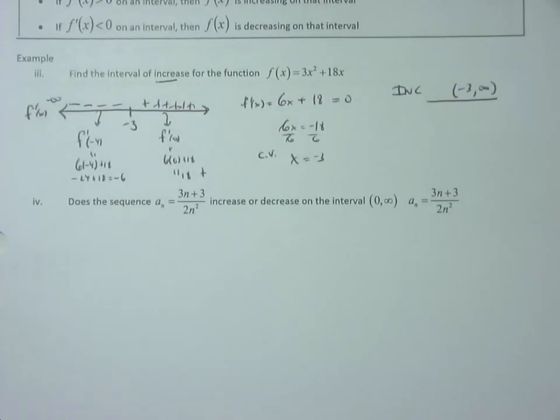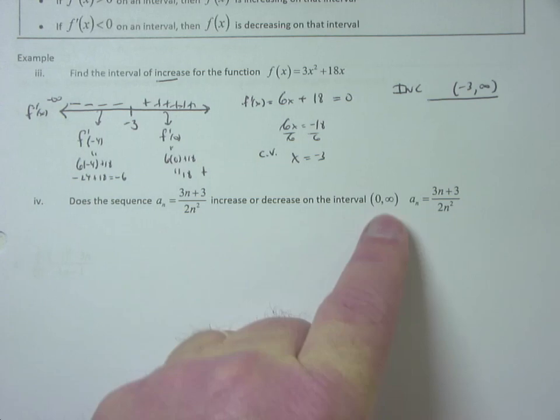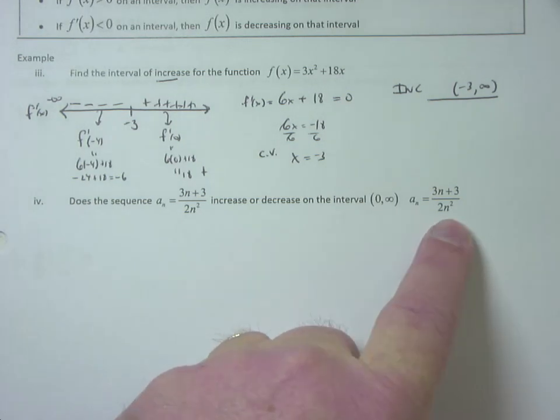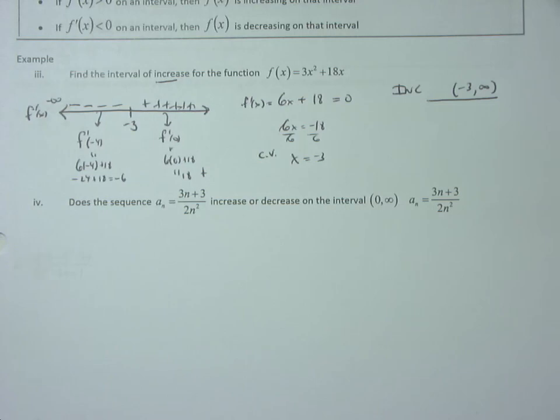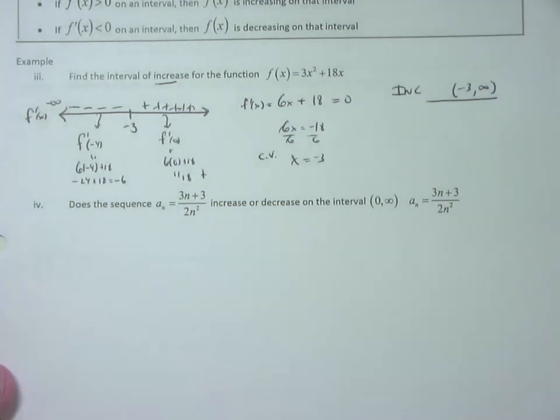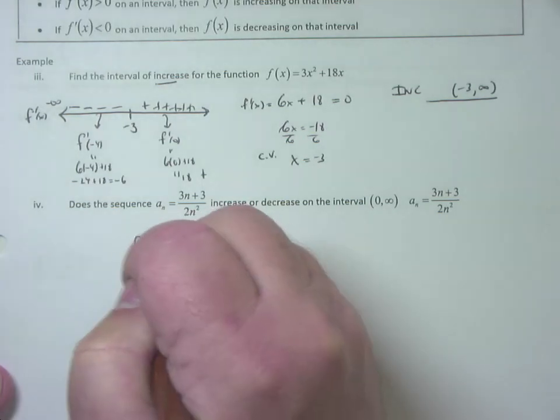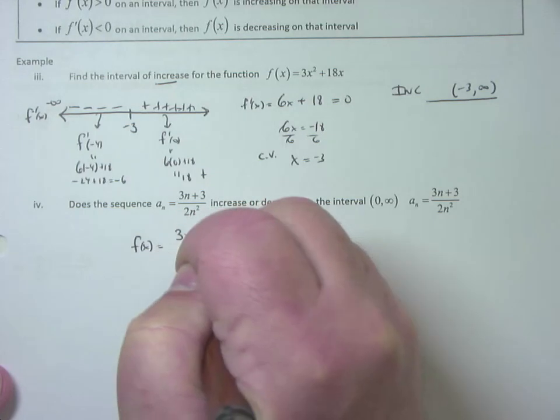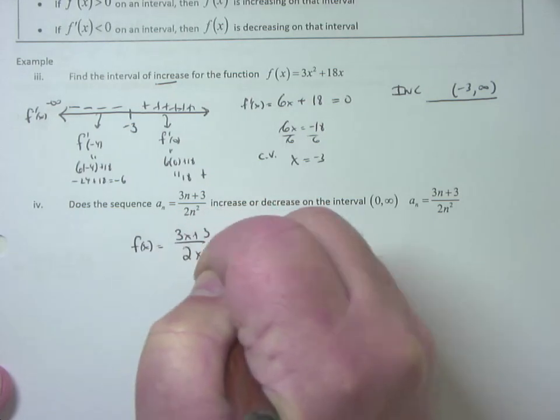So, you look at this guy. Does the sequence, because that's what we're really into here, does the sequence a_n equals (3n plus 3) divided by 2n squared increase or decrease on the interval between 0 and infinity? Okay, so again, a_n is going to be this (3n plus 3) over 2n squared. So, if I want to figure out what interval this thing is going to be increasing and decreasing on, I do this. I'm going to call him f of x just to make him look good: (3x plus 3) over 2x squared.